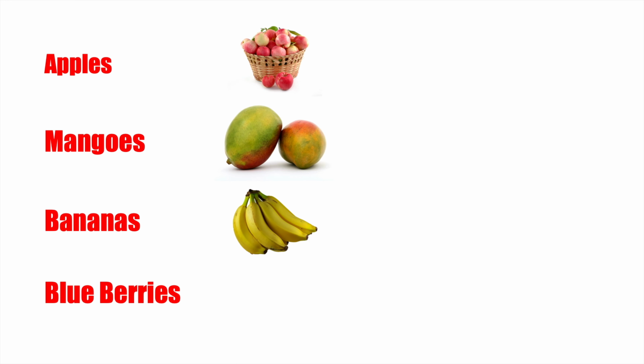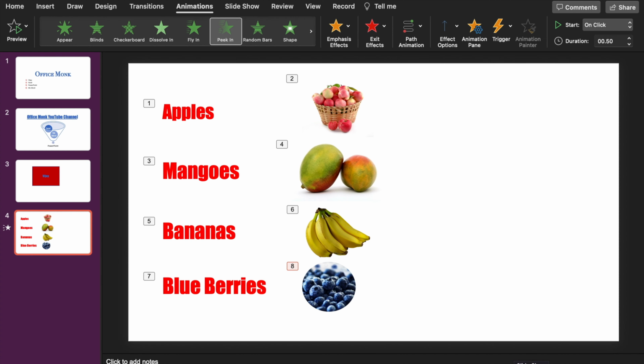And with different clicks, different names as well as different pictures are visible. Bananas, picture of banana is visible. Blueberries and picture of blueberries are visible. I'll press escape. So in this way you can insert pictures as well as a list of the items.